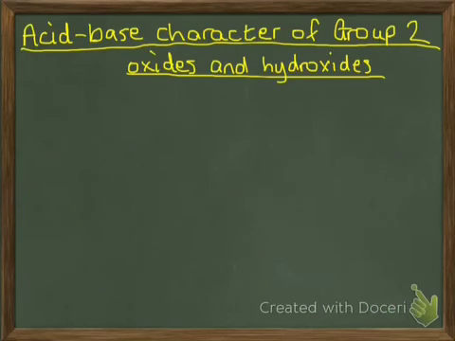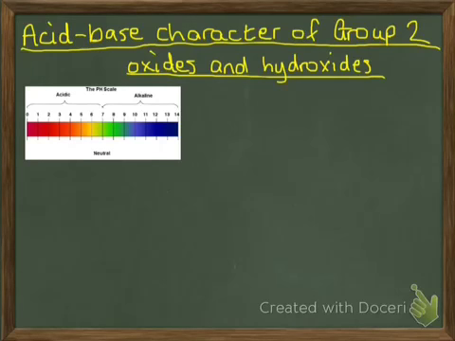The next thing we need to discuss is the acid-base character of group 2 oxides and hydroxides. Now here is the pH scale, something I hope you're very familiar with from Key Stage 3 science, and you can see that acidic substances have a pH smaller than 7 and alkaline substances have a pH greater than 7. And you can see that acidic substances turn universal indicator red and alkaline substances turn universal indicator blue.